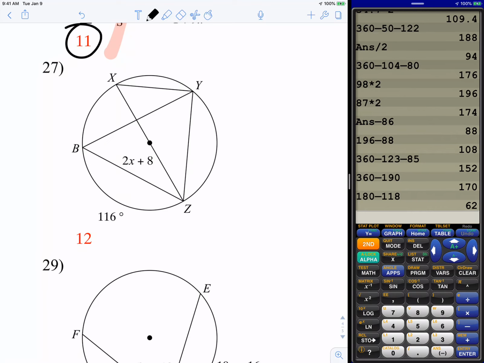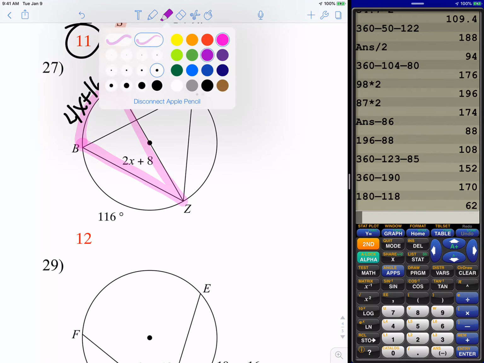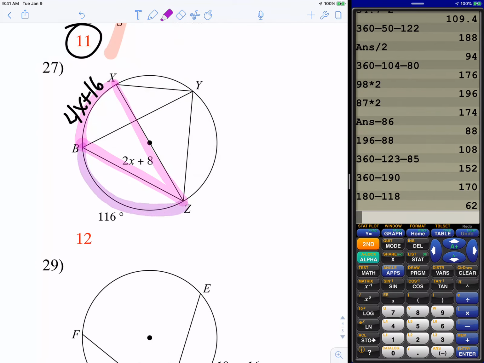And number 27, if this inscribed angle goes with this arc right here, if I double the angle, I get the arc. So that is 4x plus 16 for the arc. Well then, if I add it to this much, that should be 180, because look, that's a diameter right there. So those two arcs add up to 180. So 4x plus 16 added to 116 equals 180. x is 12.